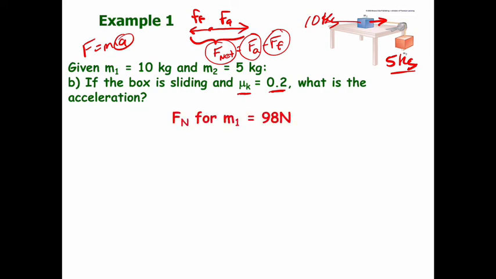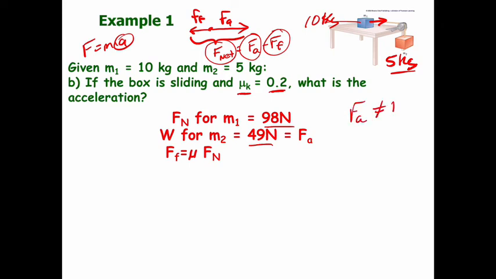So we already have that the normal force for M1 is 98. We already have that the applied force for M2 is 49. And so we use friction force equals mu times normal force. Now keep in mind, it's not balanced this time. So FA does not equal FF in this case because the object is moving. In part A, FA equaled FF because it was sitting still. So this does not hold true for this one. We have to calculate the friction force now.